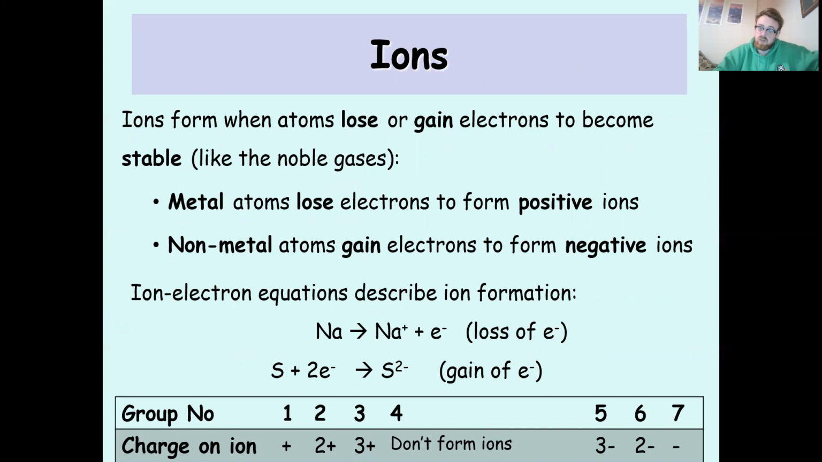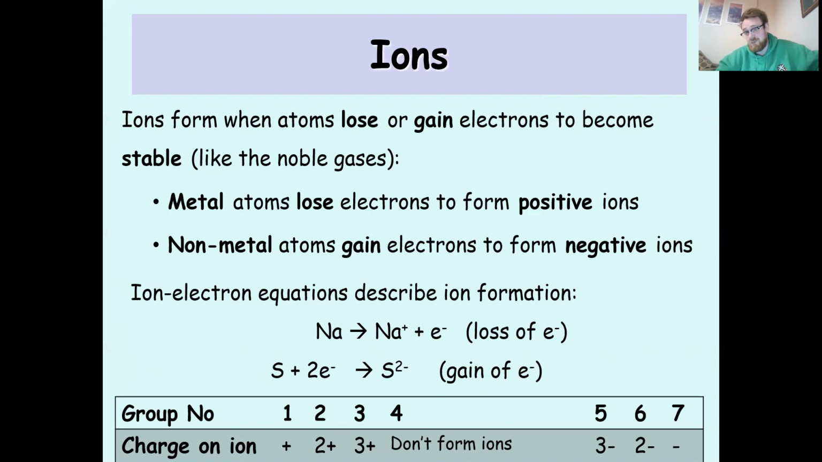Non-metal atoms gain electrons to form negative ions. That's because non-metal atoms tend to have 5, 6, 7 in their outer shell, so they would need to gain. It's easier to gain 3 than to lose 5 for boron, for example.